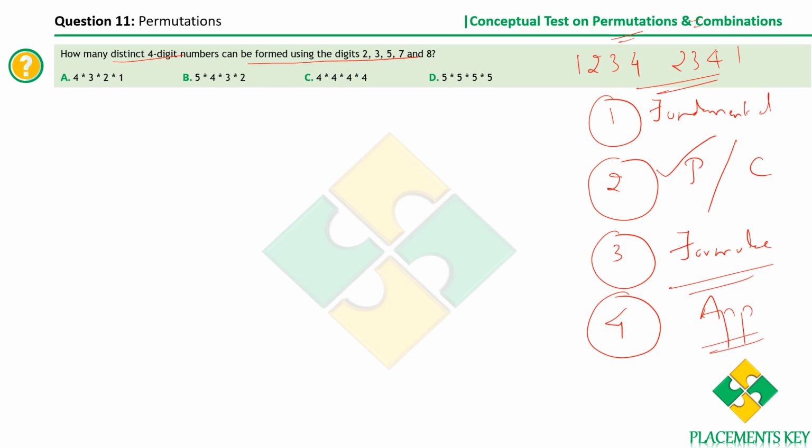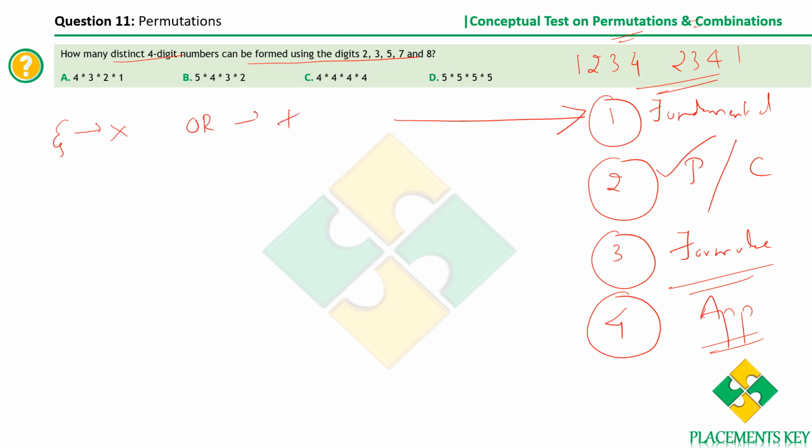But I'm not using the formula here. Let's go by concept, the fundamental principle of counting. As a quick recap, what is it? Whenever it means AND, we will multiply. Whenever it means OR, we will add.